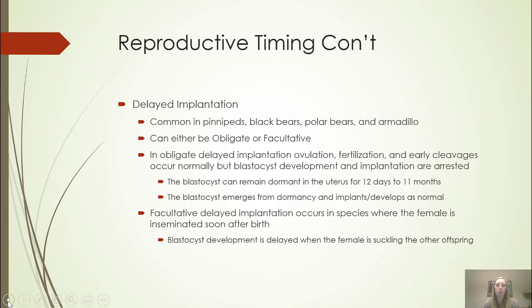In the second form, implantation still occurs in the same way, but this is more dependent on the female. It sometimes happens when the female is inseminated soon after birth. They may still be nursing a litter, and they just don't have the means or energy to become pregnant, or if they did, could not care for both litters. So the delay will occur while the female is still suckling.